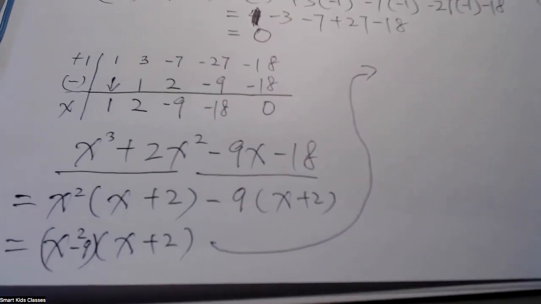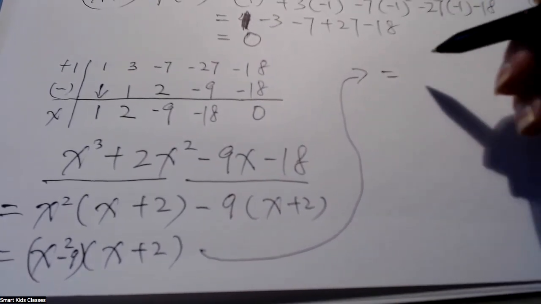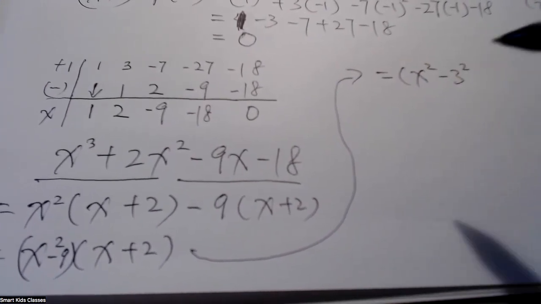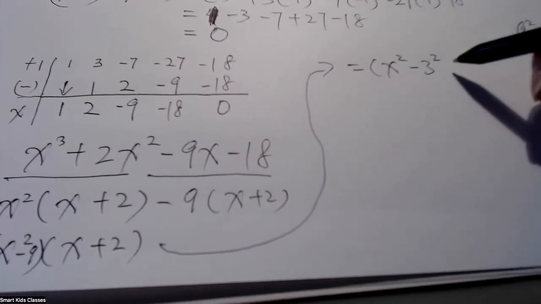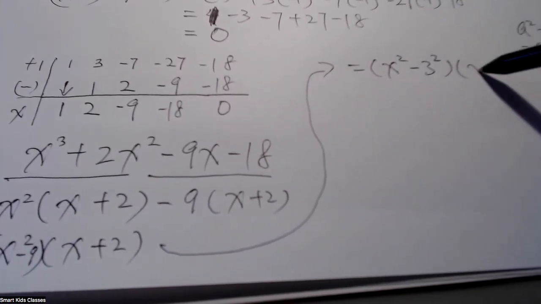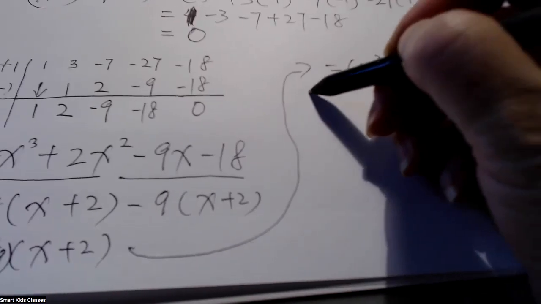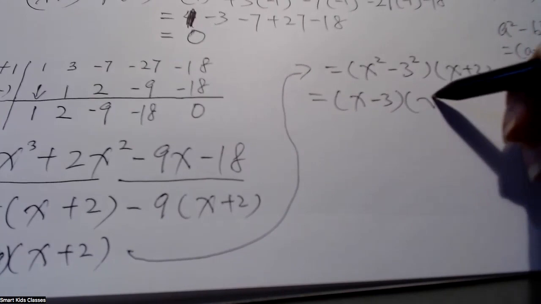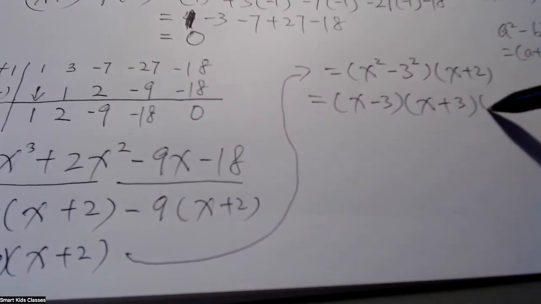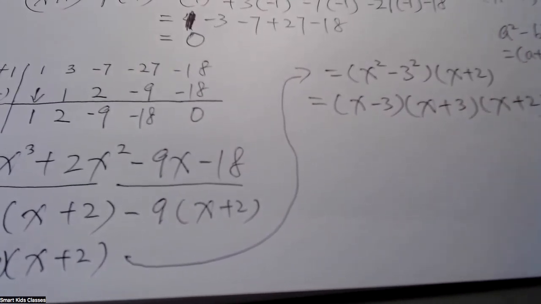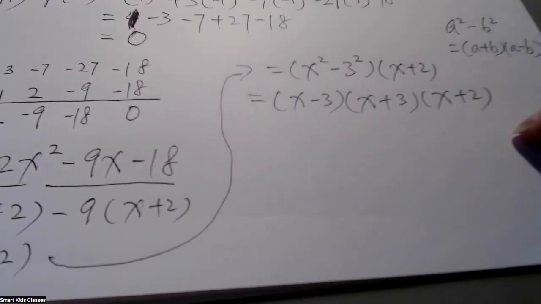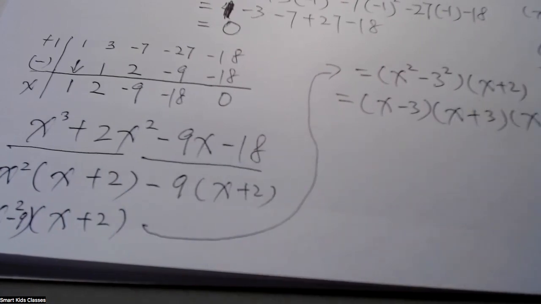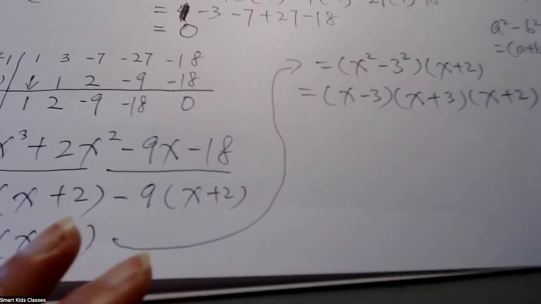So I'll continue. We're going to equal x squared minus 3 squared. 9 is a perfect square number. And then times x plus 2. Now from here, we get x minus 3 times x plus 3 times x plus 2. So we're going to find the factors to solve this quartic function. Now we're going to overall solve the function.